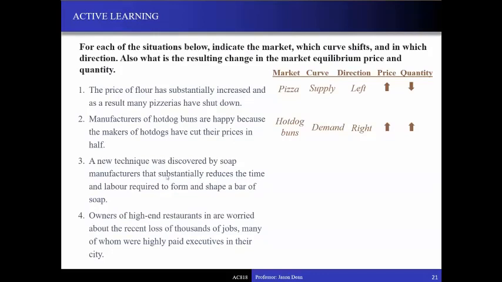So this is clearly a supply thing. Supply. Everyone agree? And so, how does the supply curve shift here? To the right. Yep. And then if the supply curve shifts to the right, price goes down. Quantity goes up. Yep.